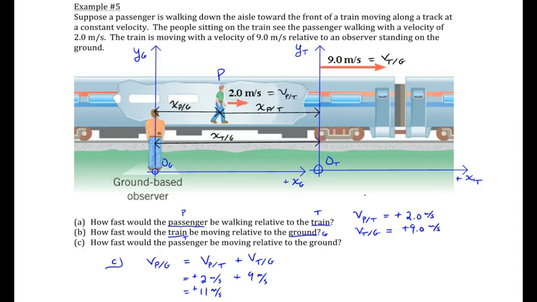What would happen if, say, the passenger were instead going to the left at -2? So the passenger would be walking to the back of the train. How fast would that passenger seem to be going with respect to the ground-based observer? Now, hopefully you're looking at this and thinking, well, the answer would be simply -2 meters per second plus 9 meters per second, which would give you 7 meters per second. So if the passenger were moving in the opposite direction, then we would make that velocity negative because it's going towards the left.